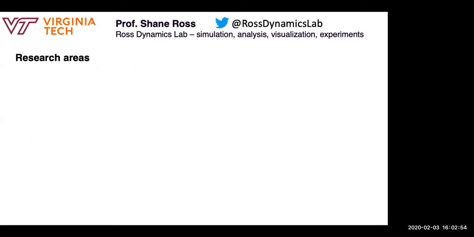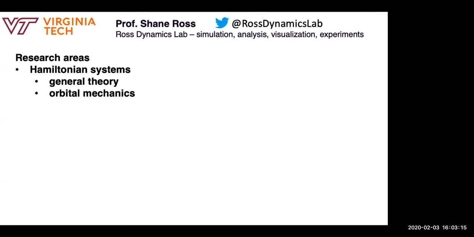So we do a bunch of stuff. Here's some research areas. One big theme is Hamiltonian systems. This is some of the more fundamental work that we do, and it's what got me started. So I did it for my PhD. So I do something with general theory of Hamiltonian systems. It's a way to describe mechanical systems. A lot on orbital mechanics. It's kind of what the first half of my talk will be about today because it's interesting.